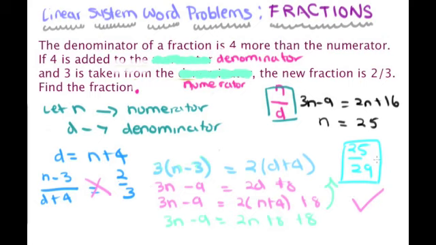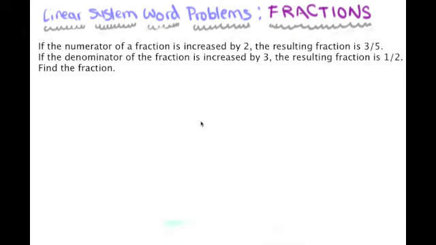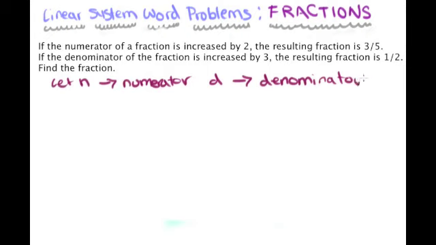So let's try a slightly harder one. Okay, here's the second problem. If the numerator of a fraction is increased by 2, the resulting fraction is 3/5. If the denominator of the fraction is increased by 3, the resulting fraction is 1/2. Find the fraction. So we'll let n represent the numerator and d represent the denominator, like the last problem. And let's translate the two sentences.